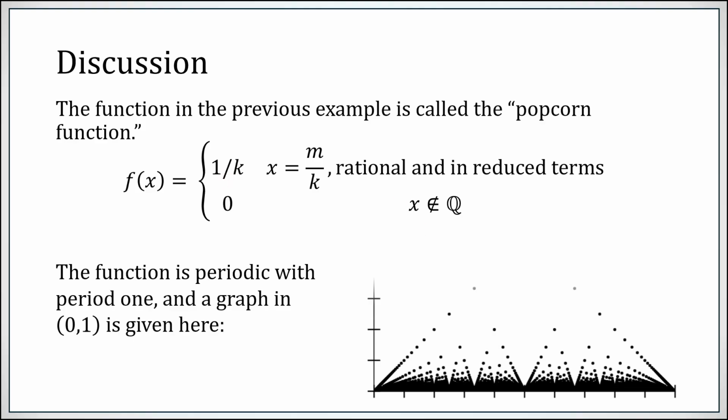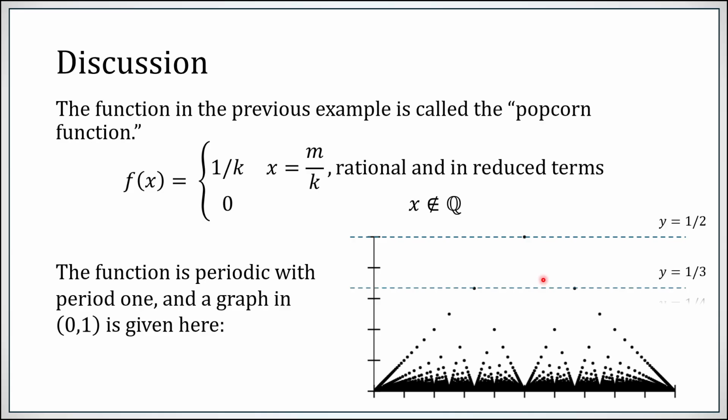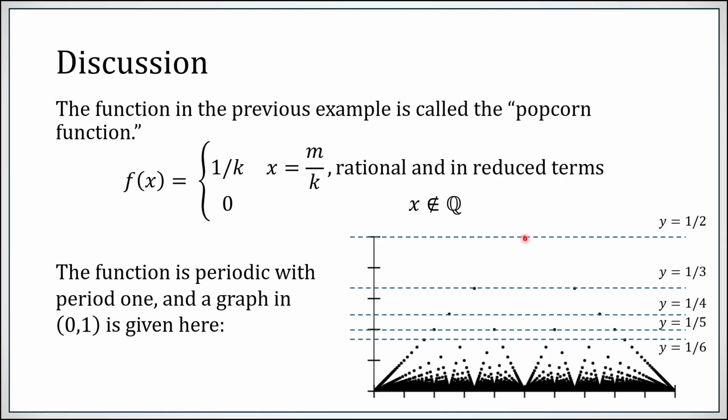If I only graph it between 0 and 1, it looks like this. Here are the heights it takes. A half gets mapped to a half, and 1/3 and 2/3 both get mapped to 1/3. 1/4 and 3/4 both get mapped to 1/4. 1/5, 2/5, 3/5, 4/5 all get mapped to 1 over 5, and so forth. So here's what the function looks like. For irrationals, it hangs out down at 0. 1/2 gets mapped to a half. A third and 2/3 get mapped to a third, and so forth.